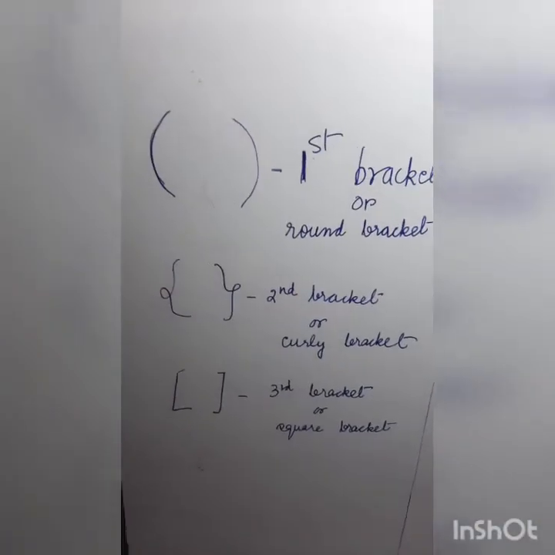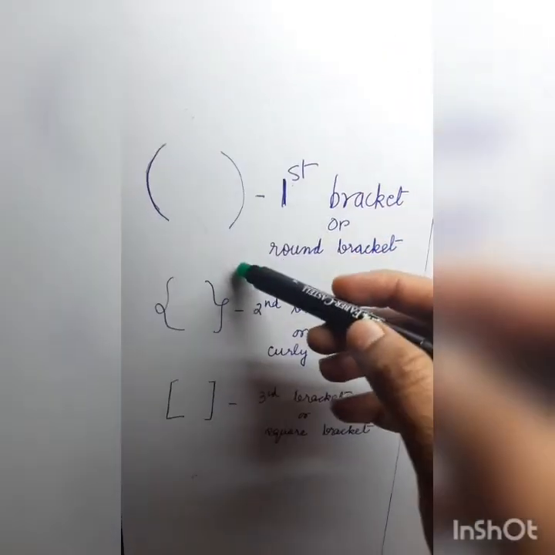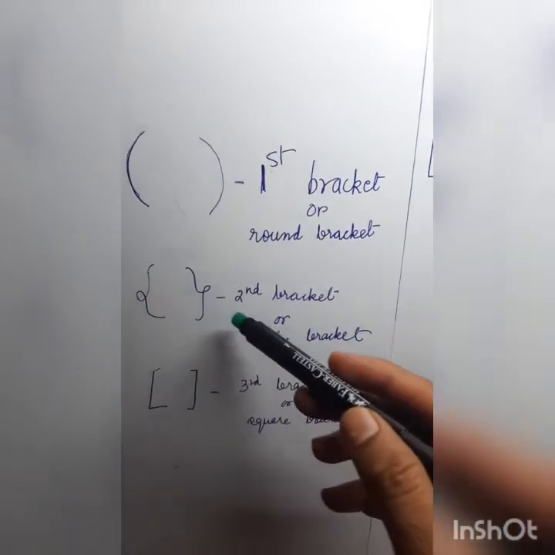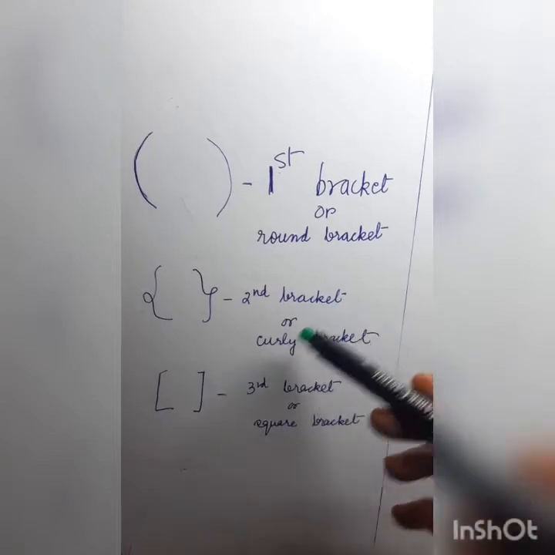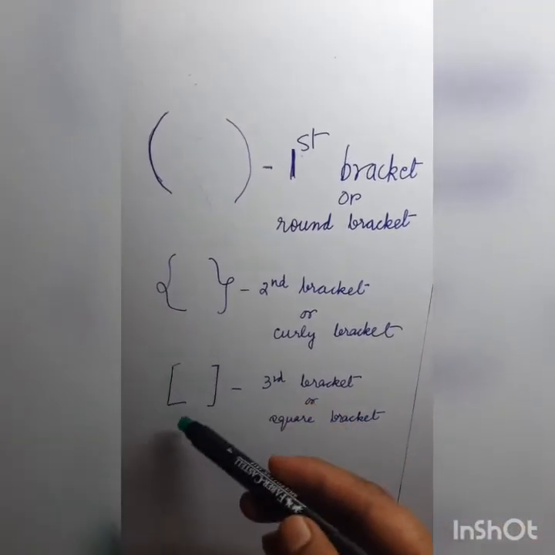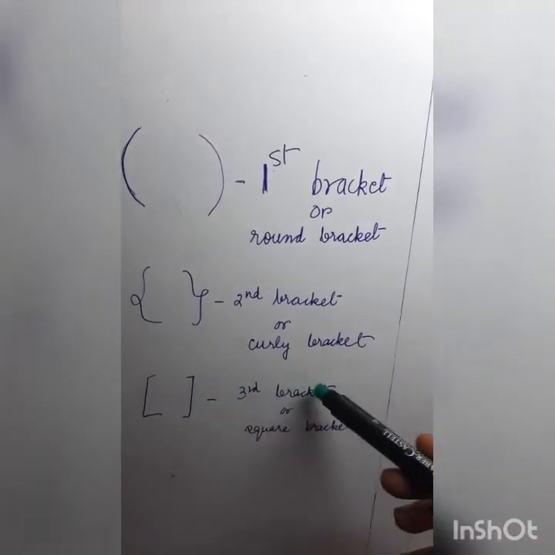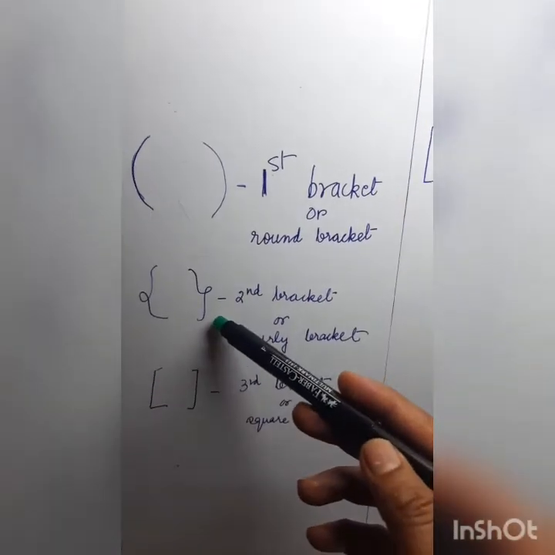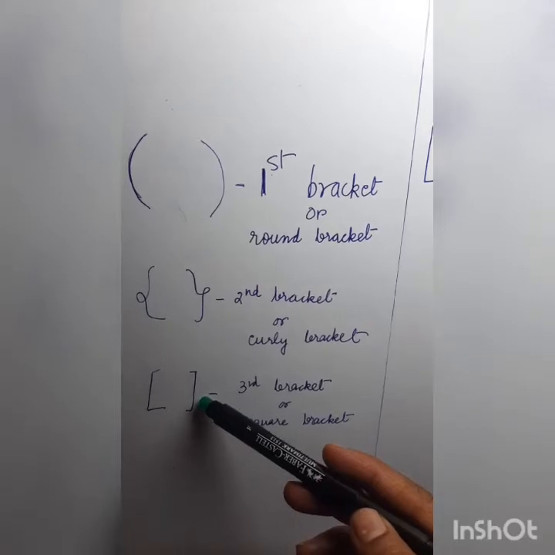See, children, we have 3 brackets. This is a round bracket which you already know. This is called the curly bracket or the second bracket. And here we come with the square bracket or the third bracket. So first bracket, round bracket, second bracket or curly bracket, and third bracket.